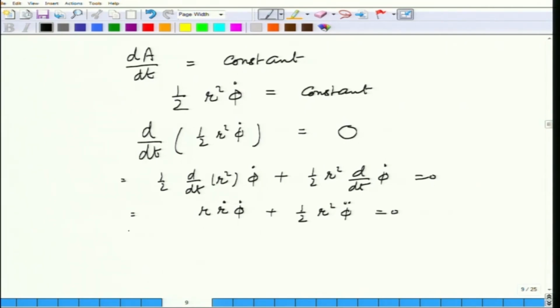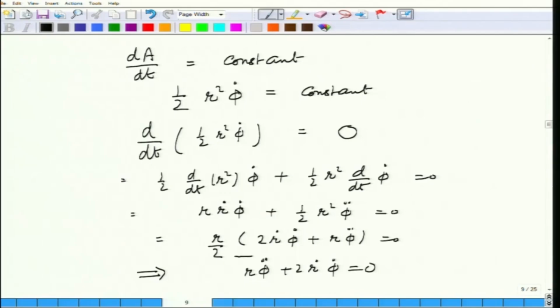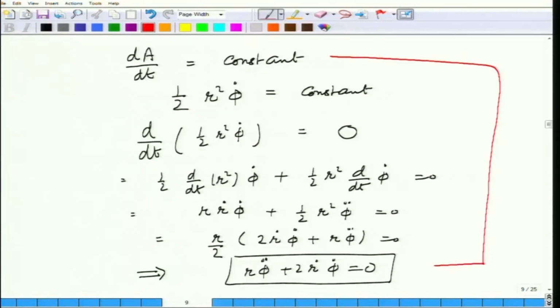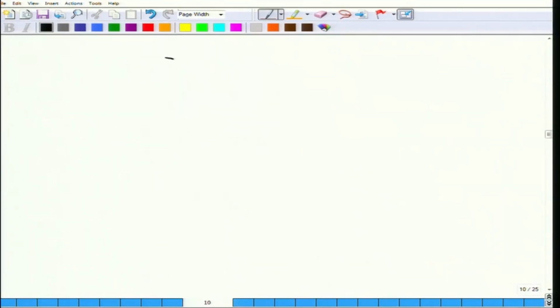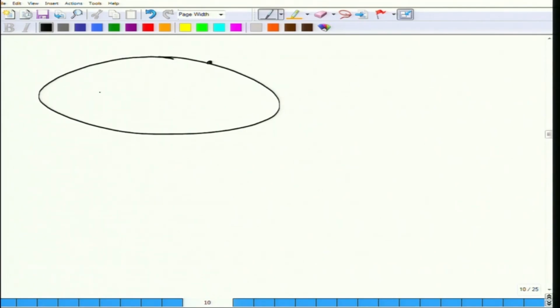If I take r by 2 common, 2 r dot phi dot plus r phi double dot is equal to 0, and as long as r is not 0, this immediately implies that r phi double dot plus 2 r dot phi dot is equal to 0. Notice that this is the expression for the tangential component of the acceleration. So, Kepler's second law is equivalent to tangential acceleration being 0. Let us see it in figures. This is a planet which is going around, this is the sun.